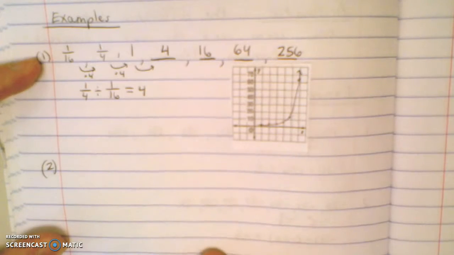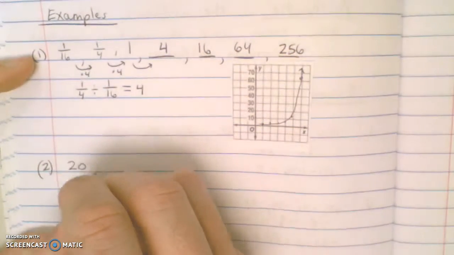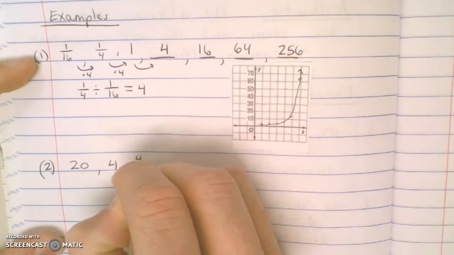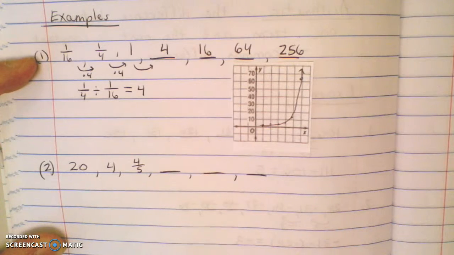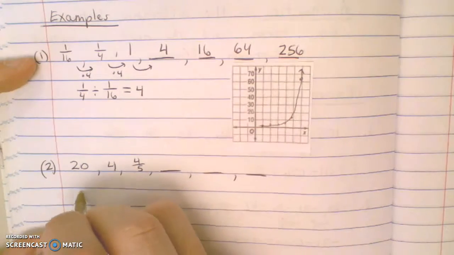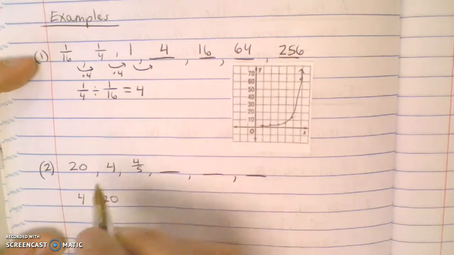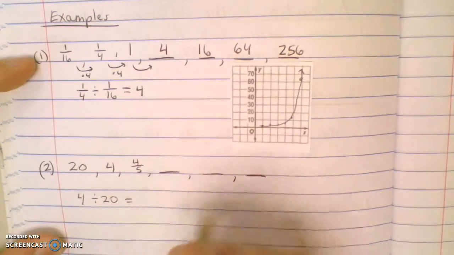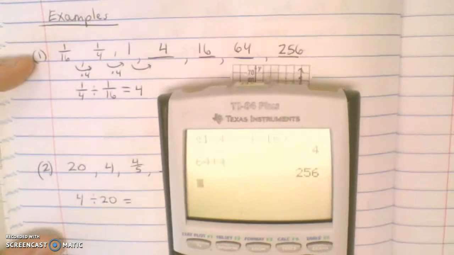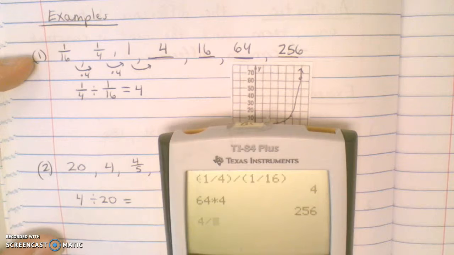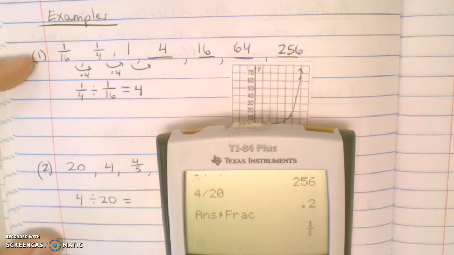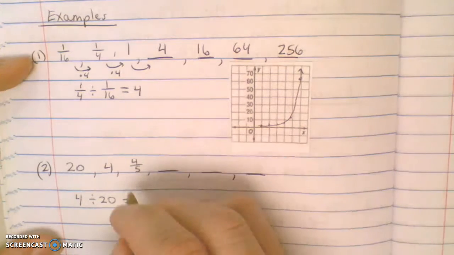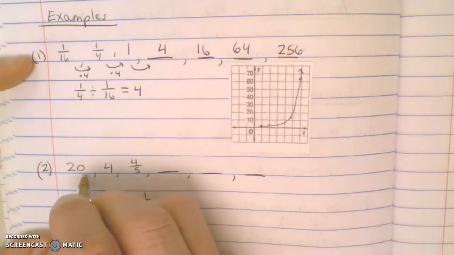Let's look at another example. We have 20, 4, 4/5. What are going to be the next 3 terms? So again, instead of subtracting, here we divide. So I'm going to take my second term divided by my first term. So 4 divided by 20. I'm going to turn the decimals into fractions by hitting math frac. So 0.2 is 1/5. So that means I'm multiplying by 1/5 each time.